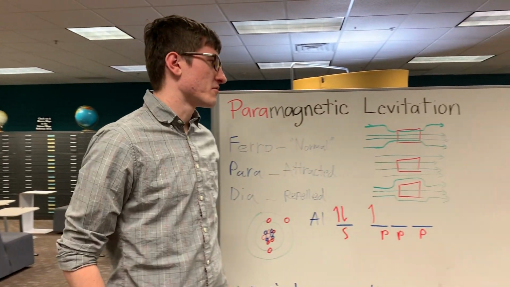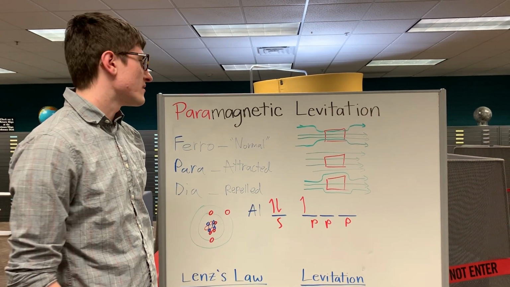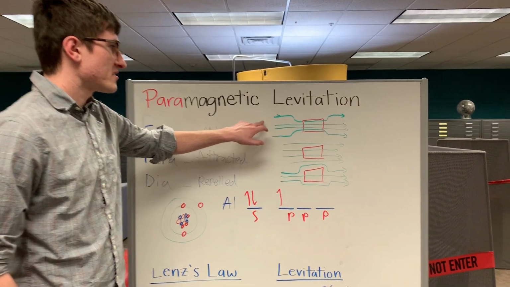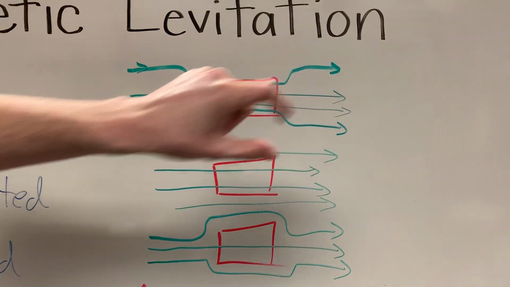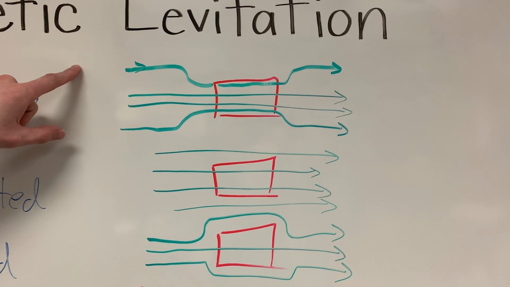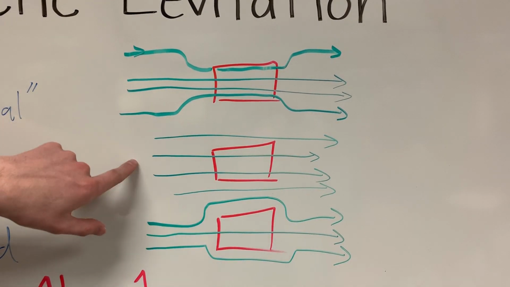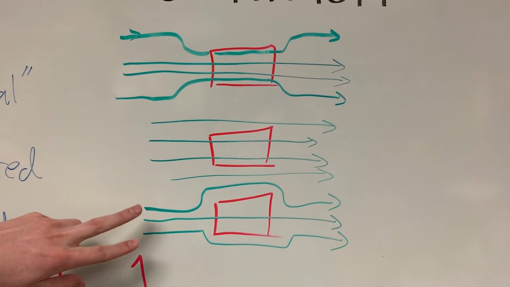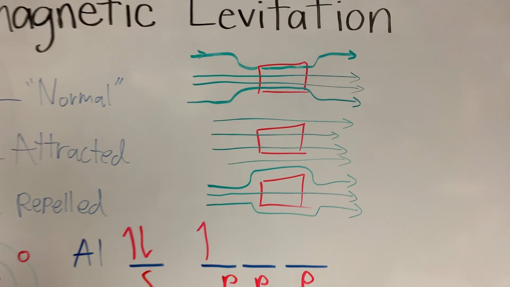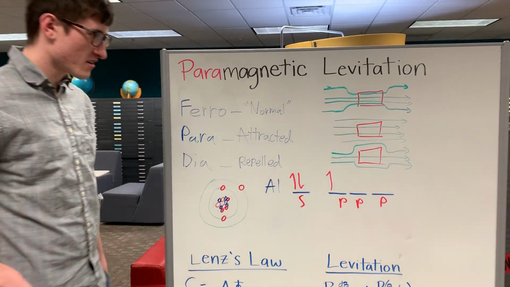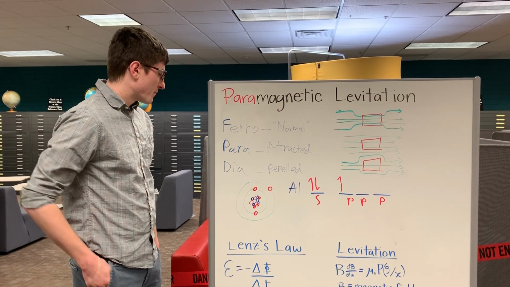You can see that over here with these field lines. For ferromagnets, like iron, the field lines like to go through them. They squeeze through the object. Paramagnets, it just goes straight through. And then diamagnets, they really don't like them. They get pushed around the object. So they get pushed by field lines. Yeah, so it's really, really cool.